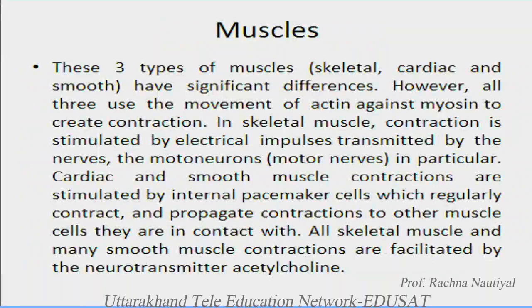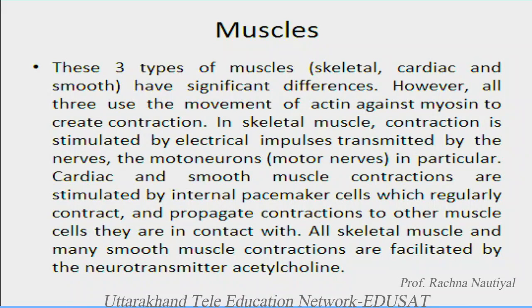Next, all 3 types of muscles, skeletal, cardiac and smooth, have significant differences structurally as well as functionally. However, all 3 use the movement of actin, which is a protein in the muscles, against myosin, again a different kind of protein. Both are found in muscles. In further slides, I have explained all these kinds of proteins. However, all 3 use the movement of actin against myosin to create contraction.